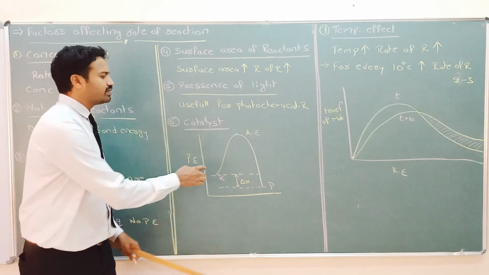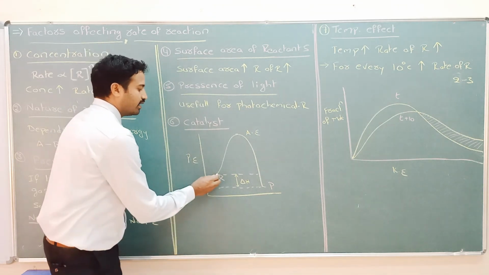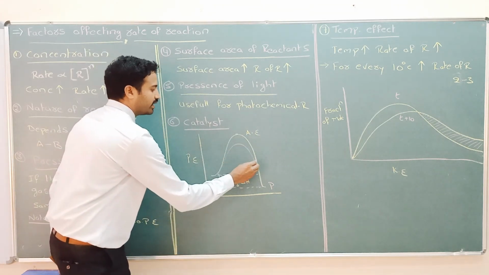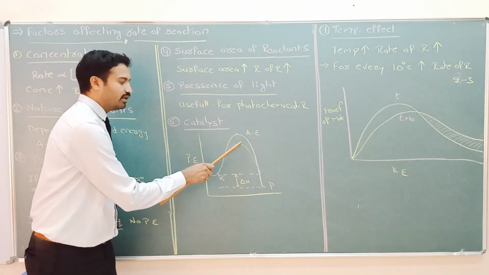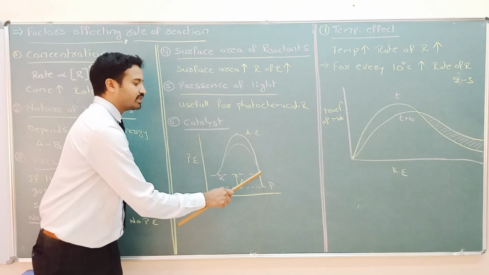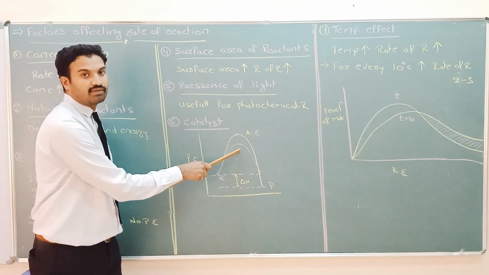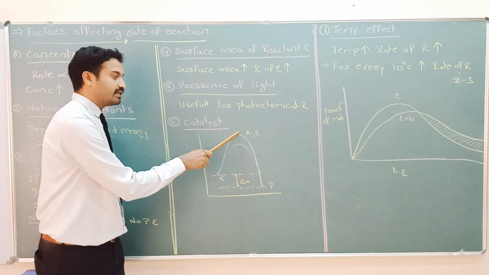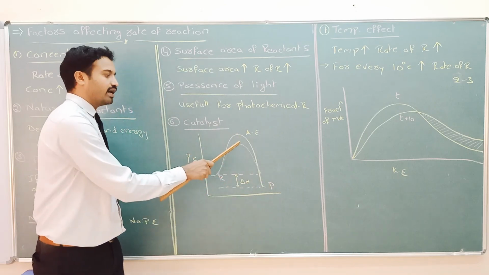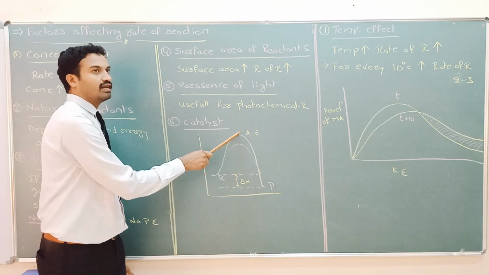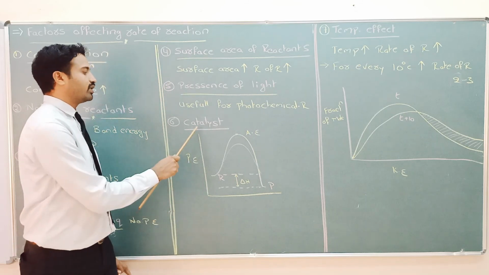This is in the absence of catalyst. When the catalyst is there, this activation energy value decreases on the potential energy diagram. Then product formation is easy. This is absence of catalyst. This is presence of catalyst. If the catalyst is there, activation energy value decreases, product formation is easy. If the catalyst is not there, activation energy value will be more, product formation is difficult. This is about catalyst effect.